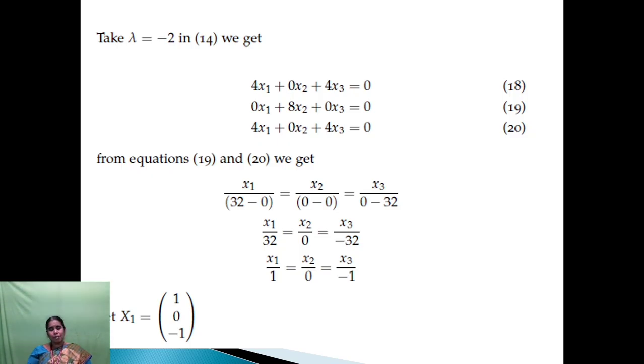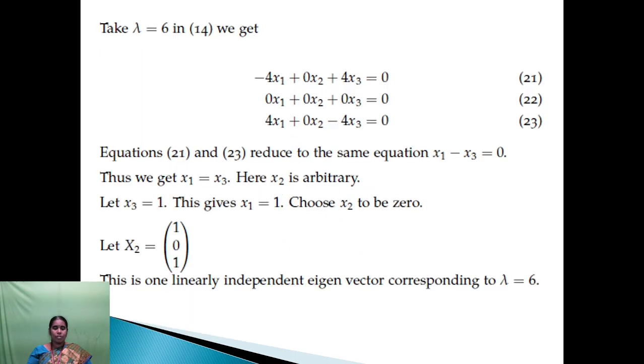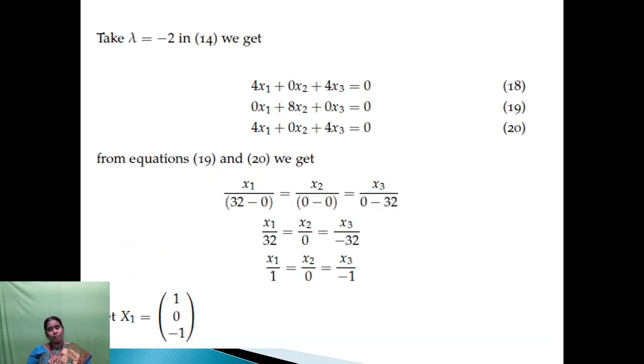Therefore, capital X1 takes the value of this, the modulus of X1 takes the value of this, and thus the modal matrix of X1 can be written as 1 divided by root of 1 plus 1, which is root 2, so 1 by root 2, 0 by root 2, minus 1 by root 2.